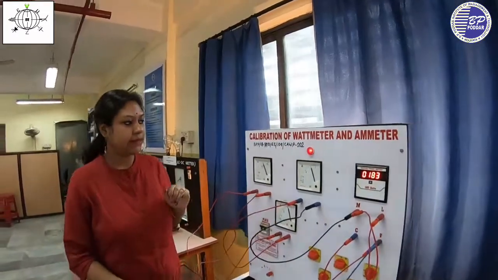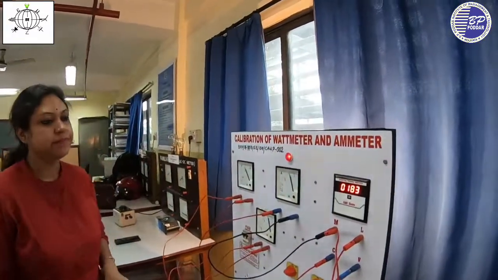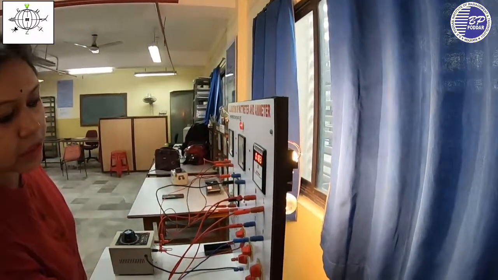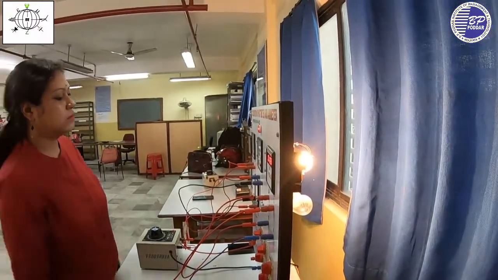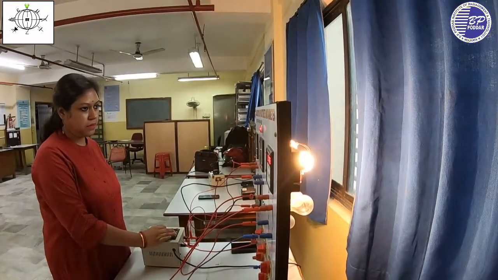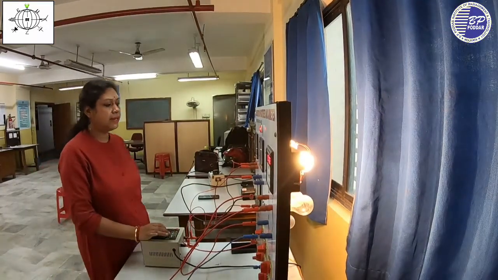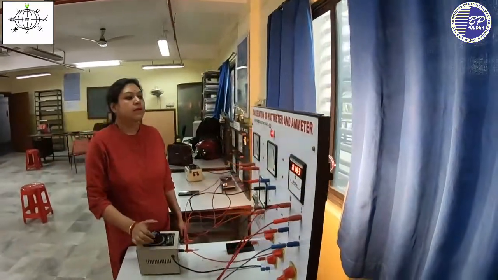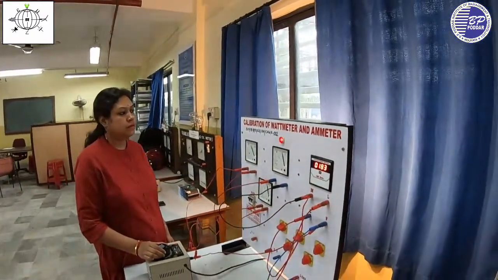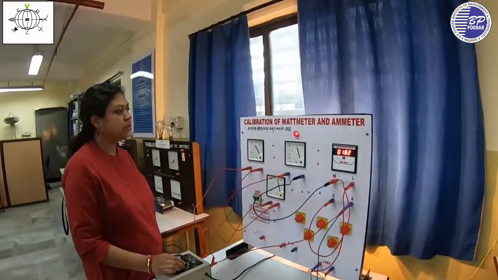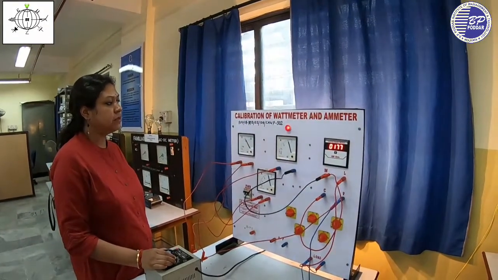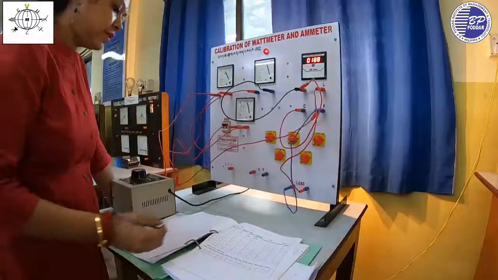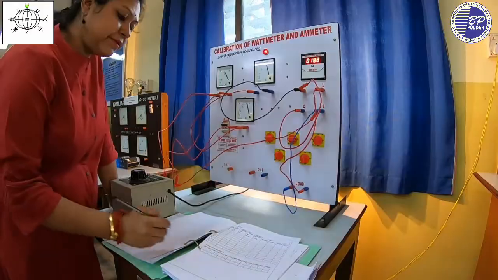Okay, and behind this panel there is a load. We have selected the load, and you have to take 10 readings. Gradually we will decrease the value of the voltage. Okay, now I am taking the reading.